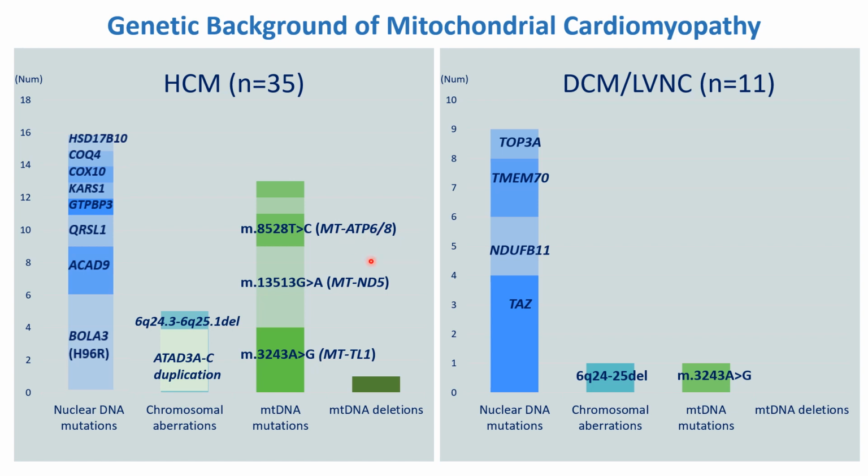Interestingly, a de novo duplication in ATAD3A to C cluster region caused perinatal lethal cardiomyopathy and was recently identified by our international collaboration. For DCM, nuclear gene defects were prominent, and thus TAZ was highest, followed by NDUFB11 and TMEM70.